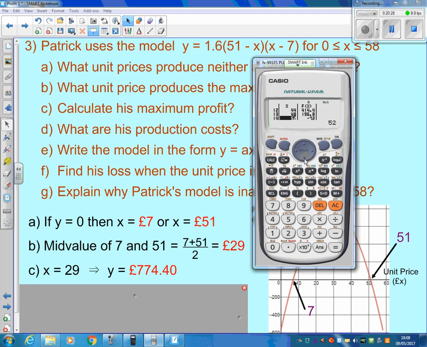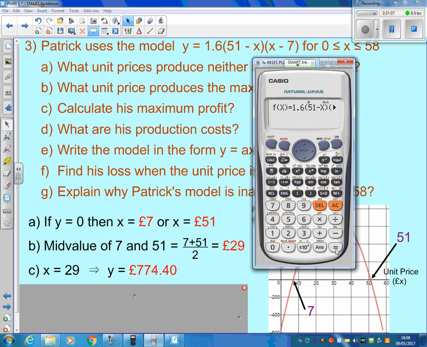Now, if instead of going up in 4s from 0 up to 58, what if I go back to that, still do equals, but start at 0, go up to 10, say, and go up in 1s? Do you see now I can find where the profit is 0? There it is, the profit is 0 at £7. And I could have done the same thing by looking between 50 and 60.